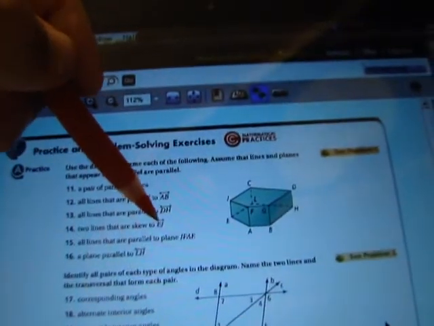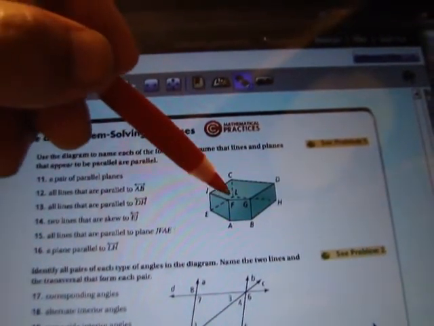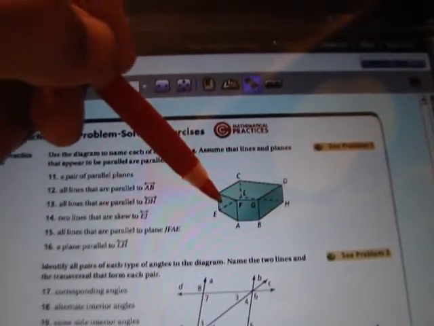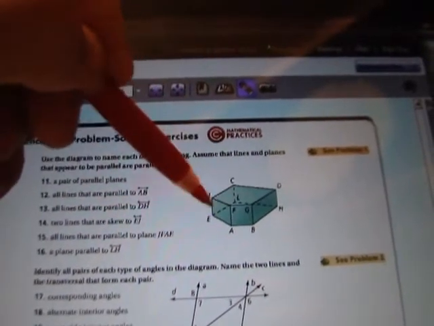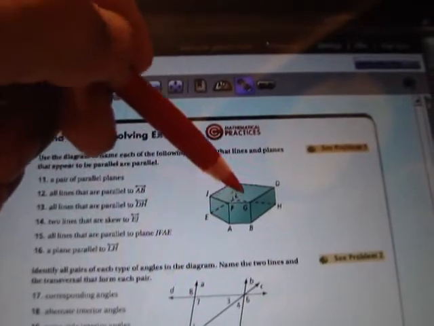Alright, 15. All lines parallel to plane JFAE. Where's JFAE? Here's JFAE. So that's right here. The ones that are parallel to it will be this one and this one, because they're parallel to the plane. That means they will never cross the plane. So that would be GB, CL, and DH.